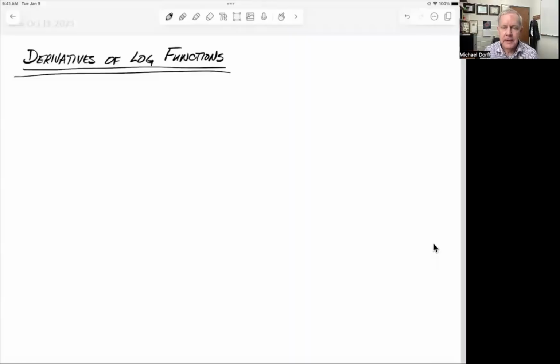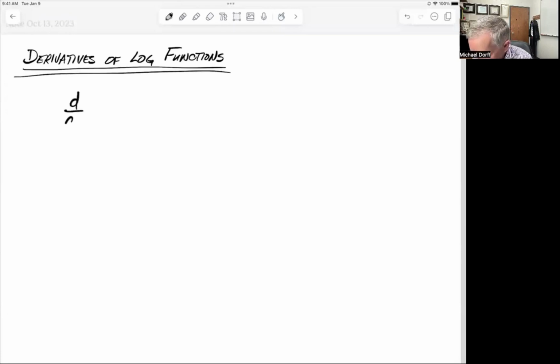Today we're going to continue our discussions about derivatives, and in particular, we're going to talk about derivatives of log functions. Now, in the past several lessons, we've talked about derivatives of polynomials using the power rule, the quotient rule, the product rule, and the chain rule. We've also talked about derivatives of the exponential function f of x equals e to the x, and we talked about derivatives of trig functions, but we haven't talked yet about derivatives of log functions. So that's what we're going to focus on today.